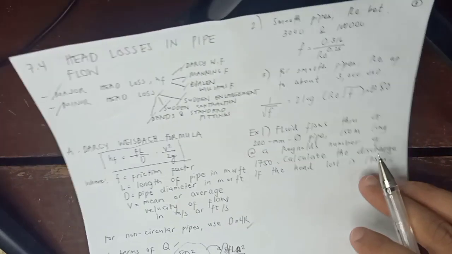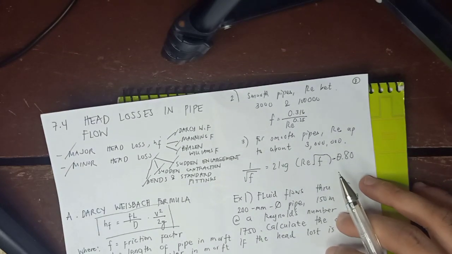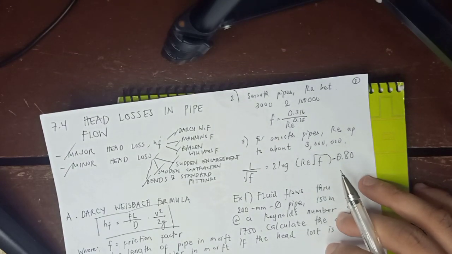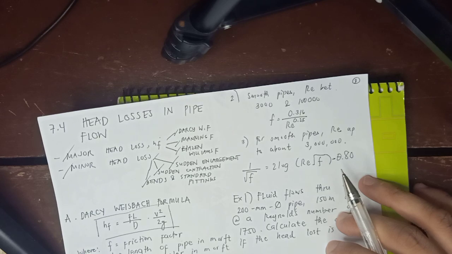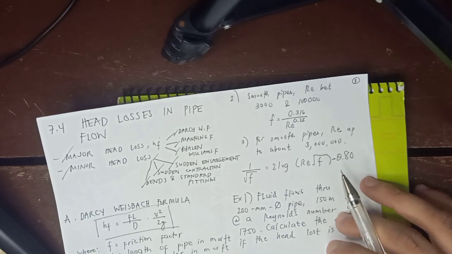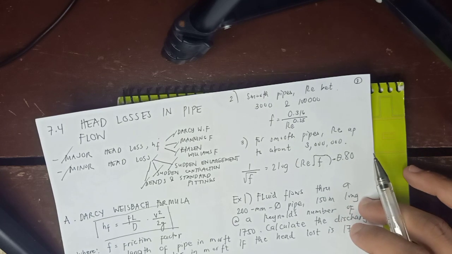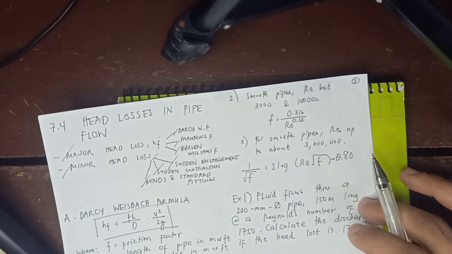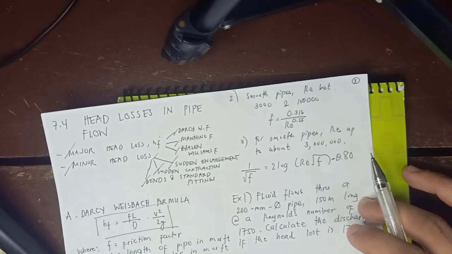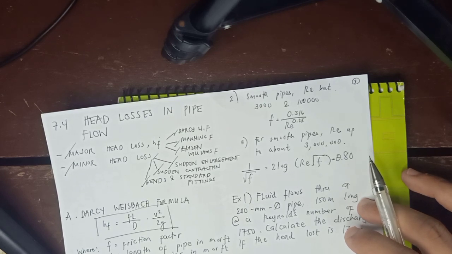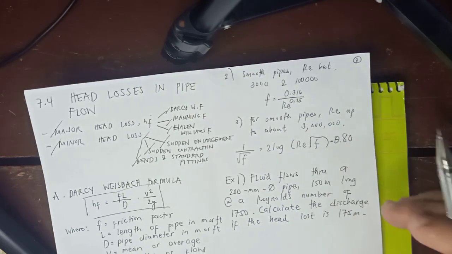And second, smooth pipes wherein the Reynolds number is between 3,000 and 100,000. So our F now is 0.316 over Reynolds number to the power of 0.25. And lastly, for smooth pipes with the Reynolds number up to about 3 million, it is 1 over square root of F equals 2 log Reynolds number times square root of F minus 0.80.